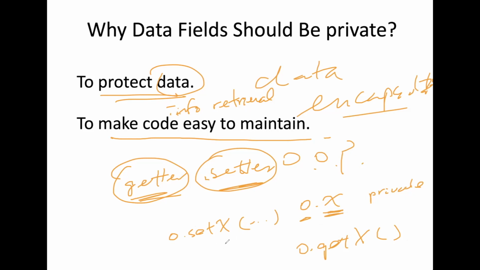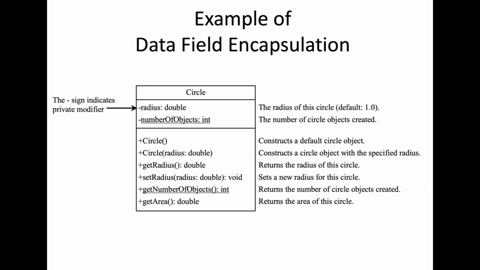This allows you to update or modify the data value in your private data. This makes your code a lot easier to read and also easy to maintain, knowing that all of your private data are protected through this data encapsulation or private modifier. Let's look at some examples.